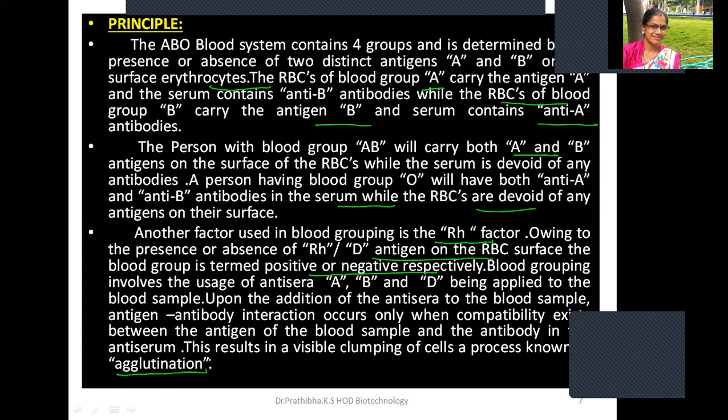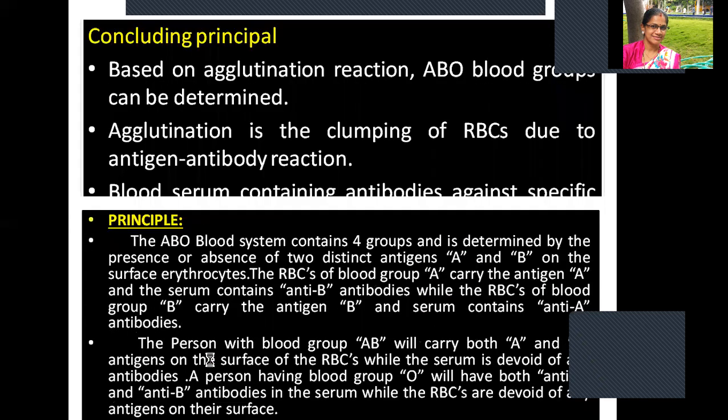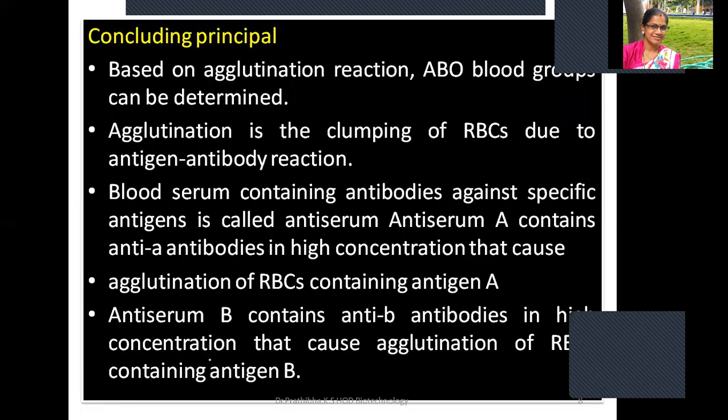agglutination. When antigen and antibody react, in the slide we'll see agglutination. Now let us go through the concluding principle. If you write this principle, it is more than enough, or you can write the previous principle also. Based on whatever agglutination reaction happens during blood grouping, we will be able to determine the ABO blood groups.